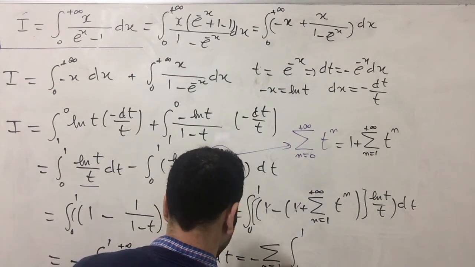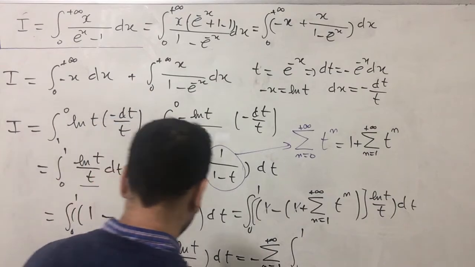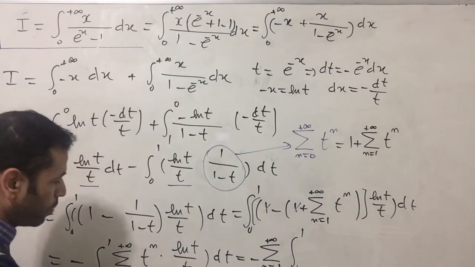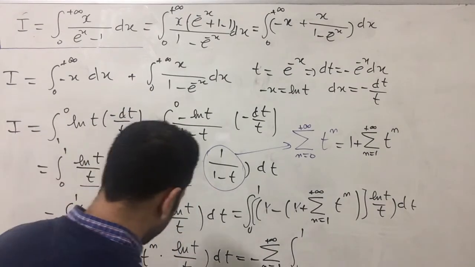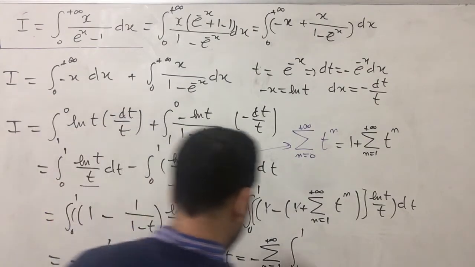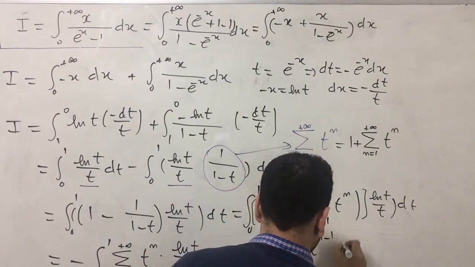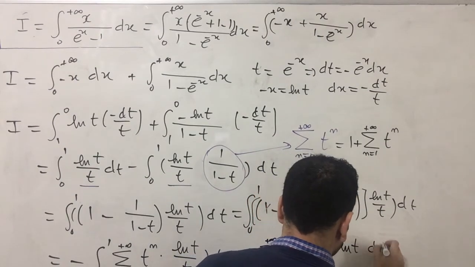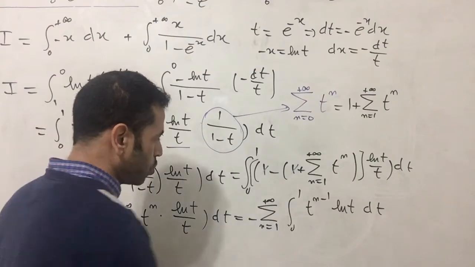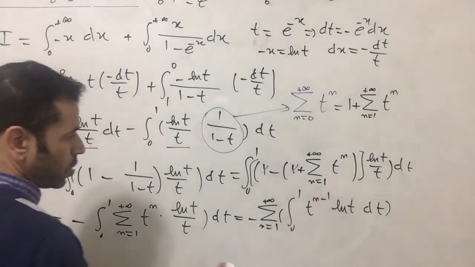Okay, so now I will have minus the sum, as n goes from 1 to plus infinity, multiplied by this integral from 0 to 1. This t to the n will be cancelled with this t. One of the t will be cancelled out, so I will have t to the n minus 1 natural log of t dt. Now I took the sum sign outside of this integral.